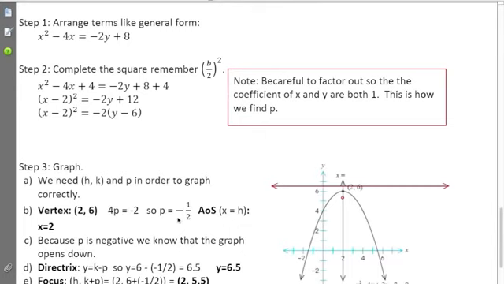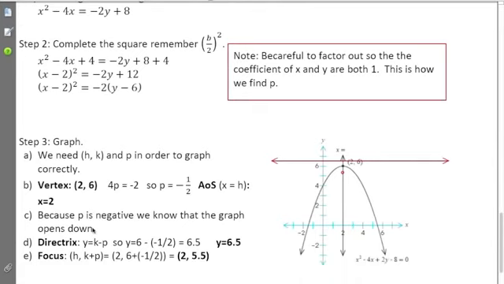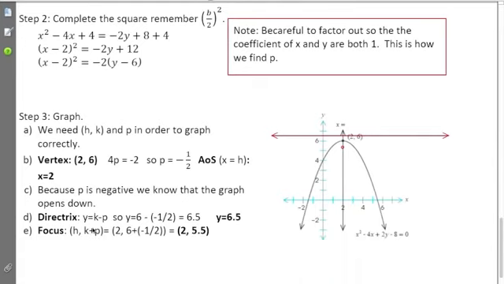I went ahead and threw in the axis of symmetry, not that it's a necessary item, but let's take p and find my directrix and my focus. From the equations we had up top, I brought down the formulas for the graph that opens down, because we can see here that p is negative. So this graph is going to open down, like you see. Here's a picture of it.